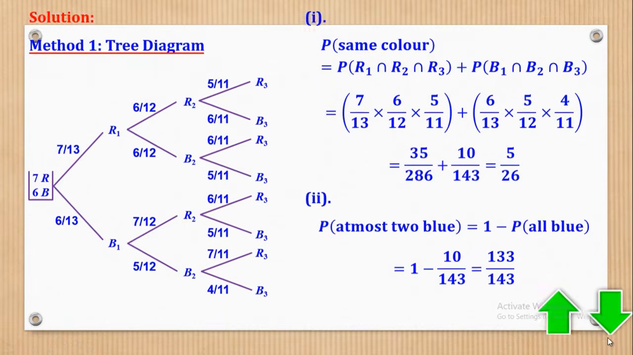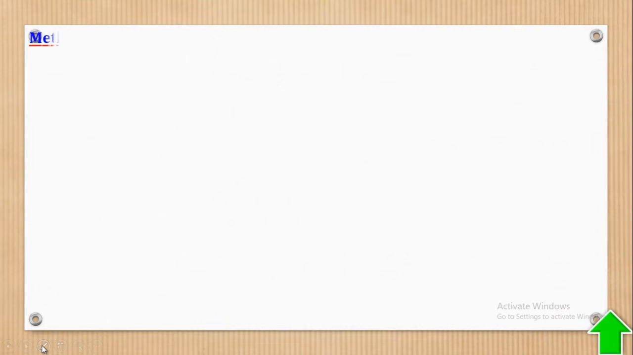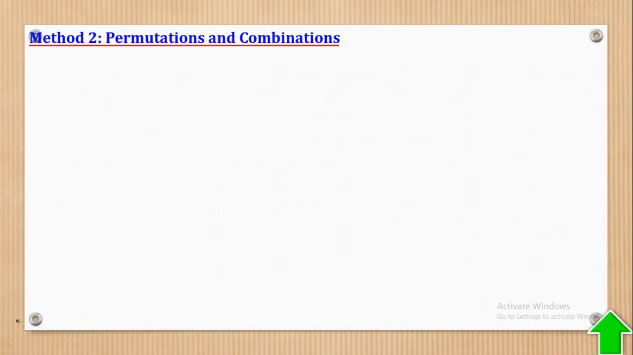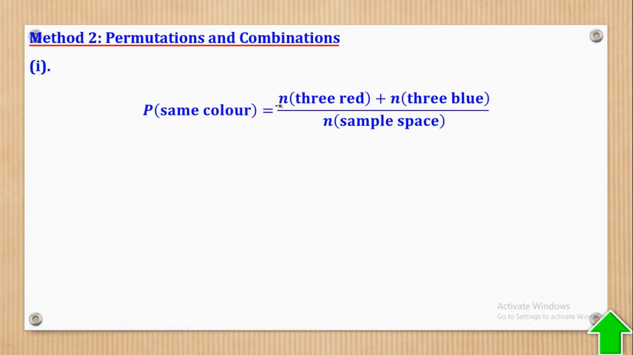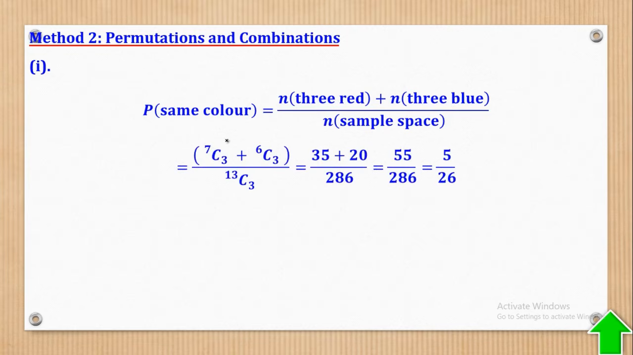What about method 2? So method 2, still same color, it will be number of ways when all the 3 are red plus number of ways when all the 3 are blue over the sample space. So here the order is not needed, that is why we are using combinations. Out of the 7 red we need 3, and out of the 6 blue we need 3. Then here the total 7 plus 6 is 13, so out of 13 we need 3 balls.